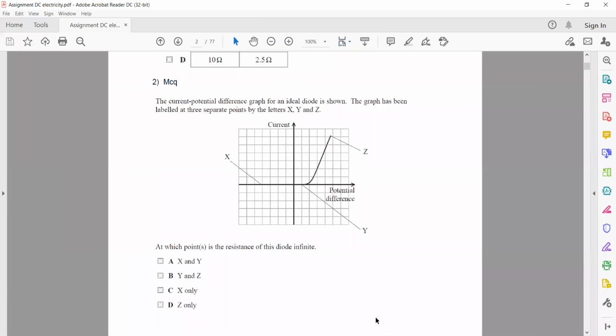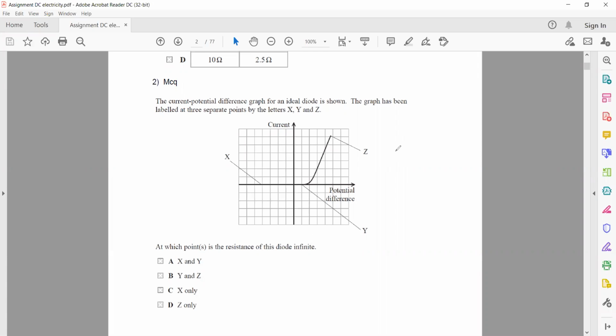In question 2, the current potential difference graph for an ideal diode is shown. So this is for an ideal diode. The graph has been labeled at three separate points X, Y and Z. At which point is the resistance of the diode infinite? Or we cannot define that.